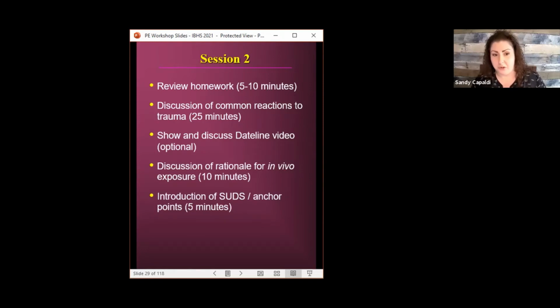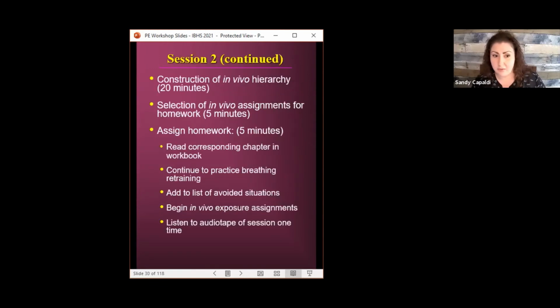We will introduce subjective units of distress and get anchor points for the SUDS scale. And then we'll construct the in vivo hierarchy with the client and set up their first in vivo homework assignments with them of how they're going to do this at home. And again, we end the session with assigning them homework.